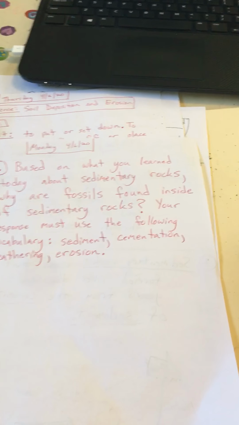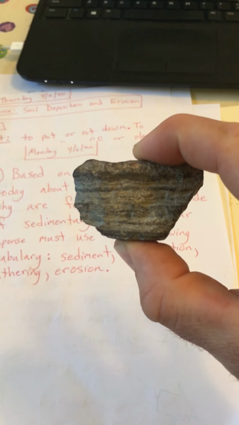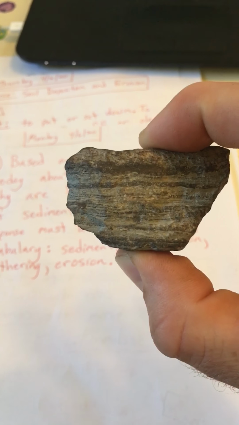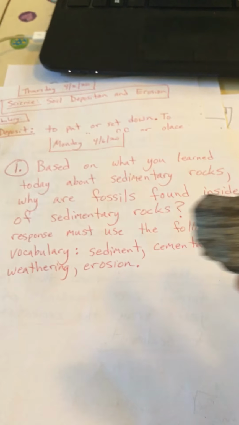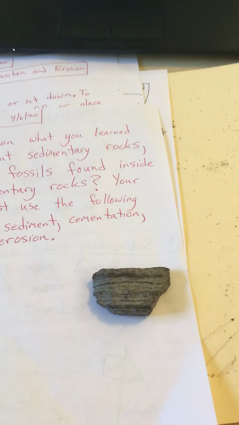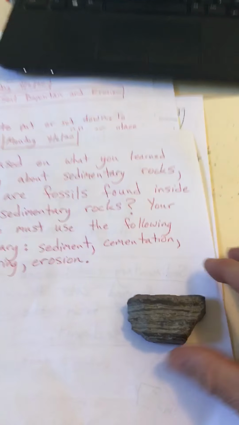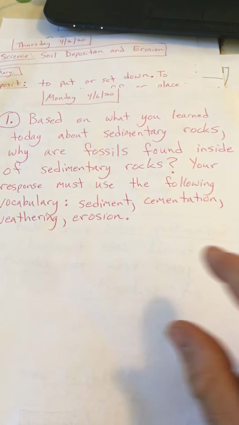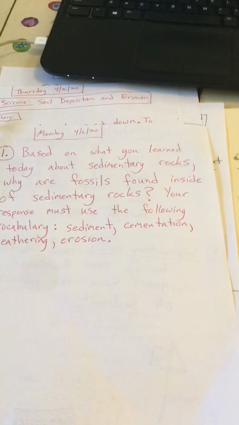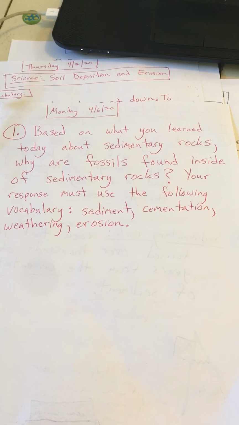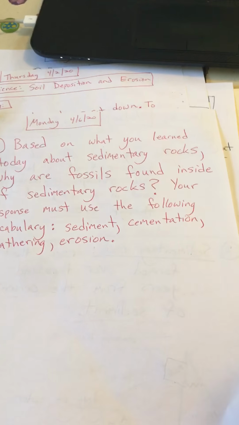When they find fossils, they are often found inside of big sedimentary rocks. This is just a small piece of a sedimentary rock, right? These sedimentary rocks that form at the bottom of a body of water are giant, and they'll break off into smaller pieces like this, but they are big, big pieces of sedimentary rock. So my question is, why are fossils found inside of sedimentary rocks? And that is the question that we'll talk about tomorrow.